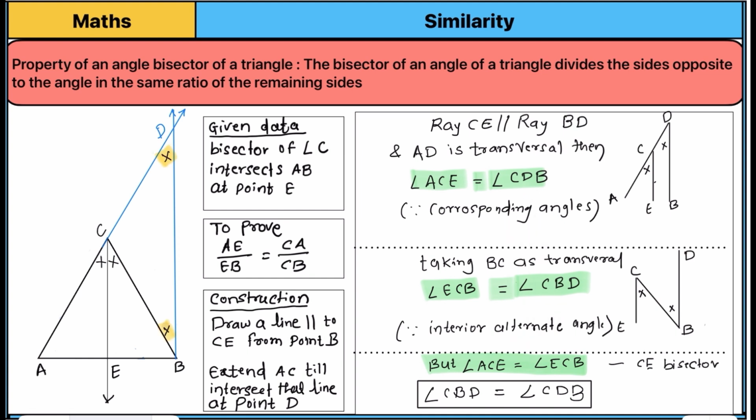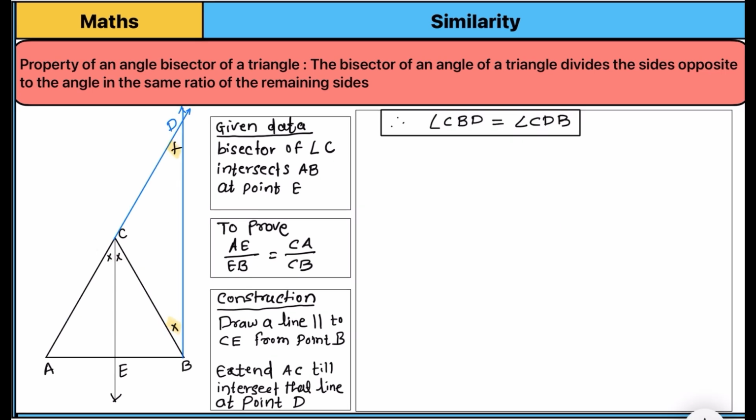Which are those angles? Here, highlighted in yellow color. Hence we proved these two angles are equal. I'm sure you must have received some hint how we are going to prove further. Let's see how we can do that. So up till now what we have proved is angle CBD is equal to angle CDB, which are highlighted in yellow color, right?